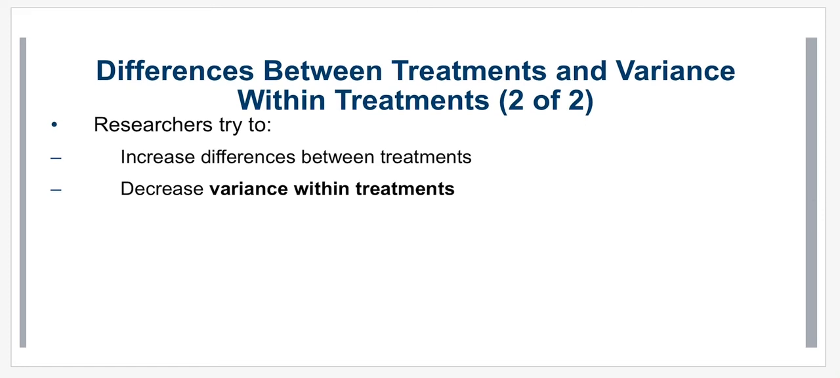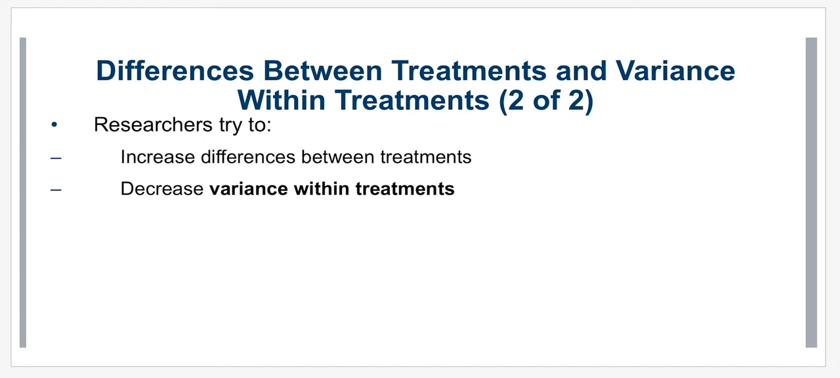So what can we do? Well, researchers try to increase the differences between the treatments. Again, we're trying to maximize the impact the independent variable has on the dependent variable, or the treatment has on the scores. And then we try to decrease the variance within the treatments as much as possible. We try to limit those individual differences and that variance within the groups as much as possible.